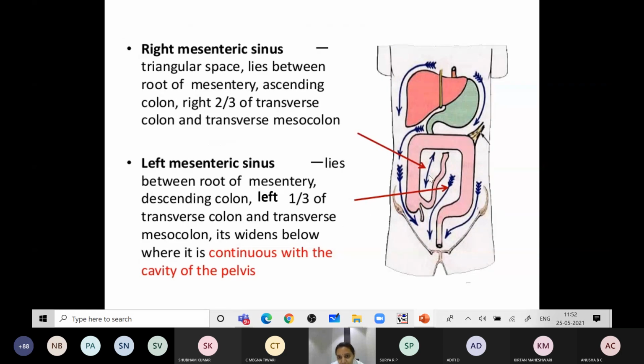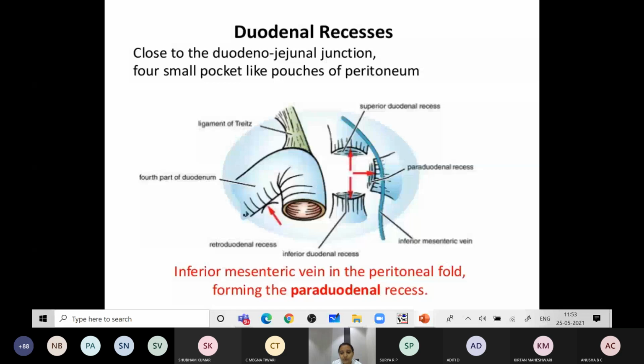This is the right mesenteric sinus, between the right side of the root of the mesentery and the ascending colon. This is the left mesenteric sinus, present between the root of the mesentery on the left side, the descending colon, and the left one-third of the transverse mesocolon. Here it opens downwards into the pelvic cavity. So that is about the vertical tracing of the peritoneum and the different compartments of the greater sac as supracolic compartment and infracolic compartments.